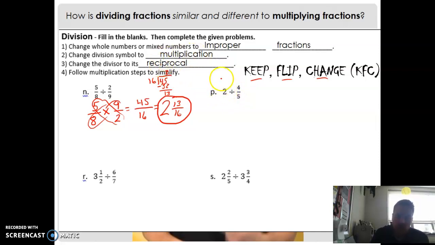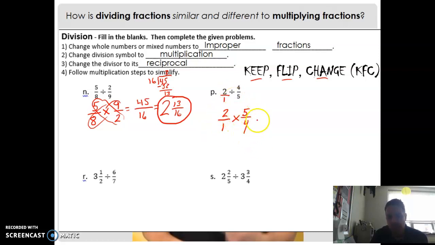Let's go over here to this one. So make any whole numbers or mixed numbers improper fractions. Okay, I can do that. I'm going to make that 2 over 1. So now I've got 2 over 1, and I'm going to do keep, flip, change. I'm going to keep the first one. I'm going to flip the second one to its reciprocal, and I'm going to change the sign. So 4/5 became 5 over 4. 2 over 1 times 5 over 4.